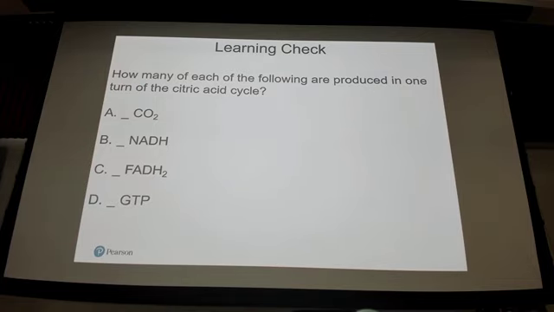In one turn of the TCA cycle, how many carbon dioxides do we gain? 2. I'm glad you guys know it, but that's not the main products. What about NADH in one turn? 3. Right. What about FADH2? 1. And GTP? Perfect. Absolutely perfect. Great job. Any questions about the TCA cycle?